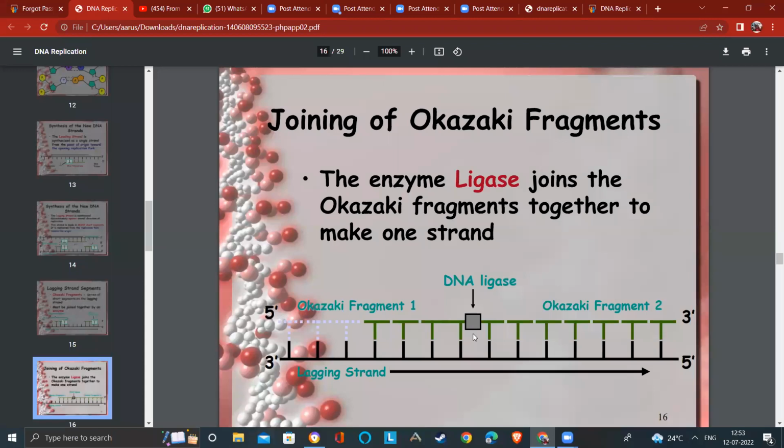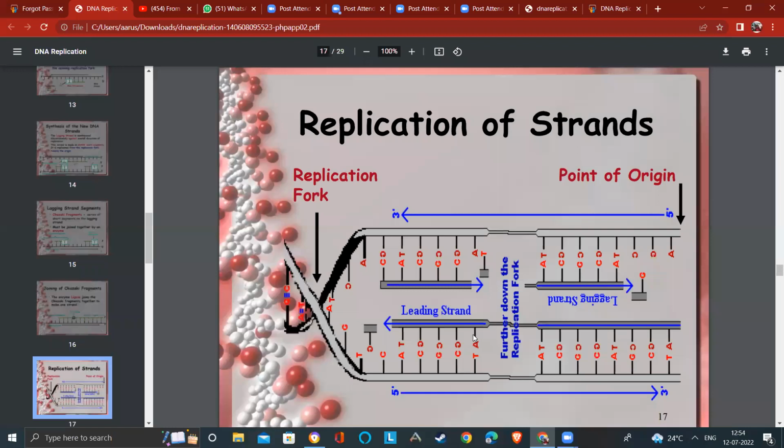Now you can see the replication fork and the point of origin, and you can see how the fork has been maintained in between the lagging and the leading strand. You can also see that proofreading is done by, as we already mentioned, the DNA polymerase enzyme.